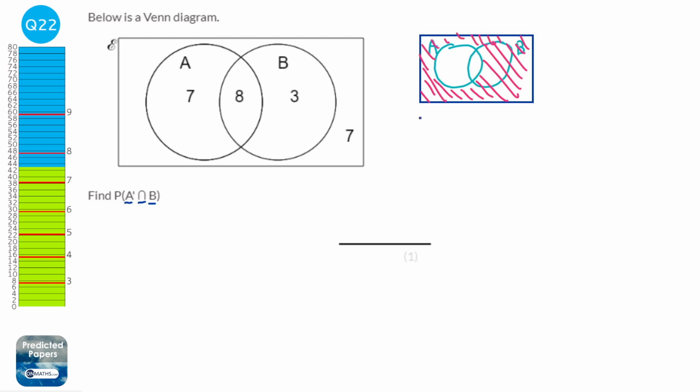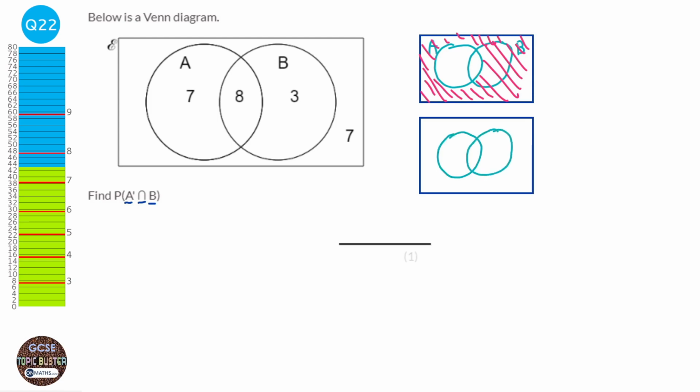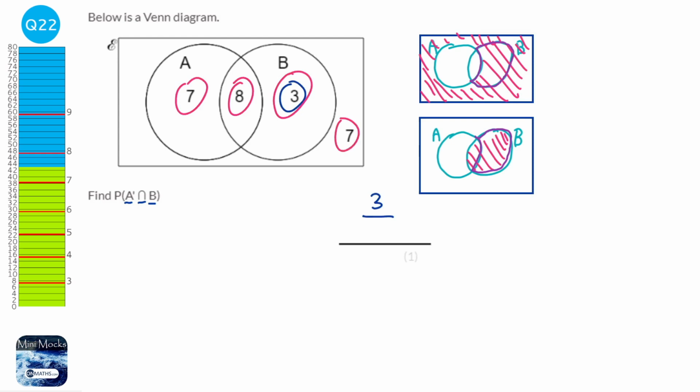And if we do the same thing again, and this time we're interested in where B is, so we've got A and B, then B is this part here. So if you have a look and see which are shaded in both, you can see that this part here is shaded in both. So this part here is not in A and is in B. So it's this 3 here. So the probability is going to be that 3 over the total amount. So all of these added together, which is 25.